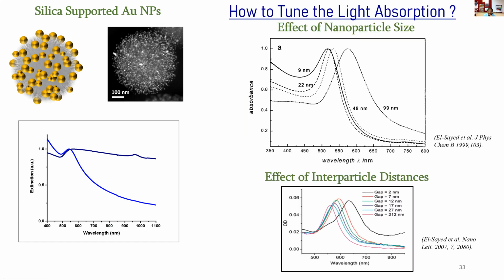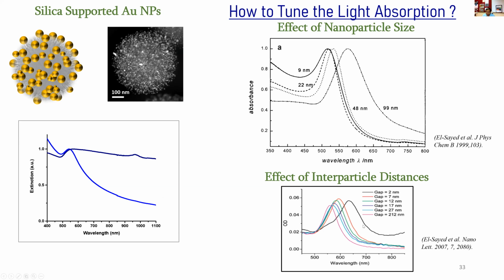How do I do that? There are two ways of doing it. One is by playing with the particle size. If I change the particle size, you can see the lambda max is changing from, say, 500 nanometer to 600 nanometer. But again, it's the lambda max which is changing. It's not really getting broadened. It's shifting from one wavelength to another. We really wanted a broadband light absorption.